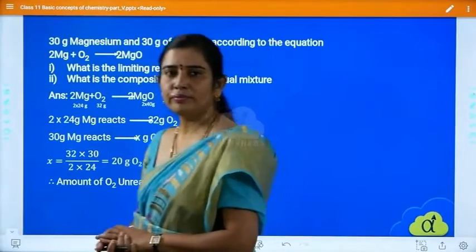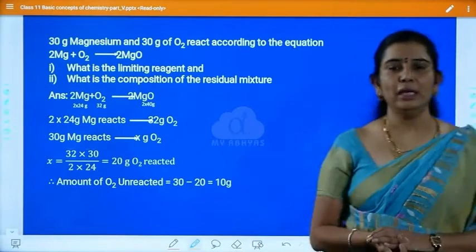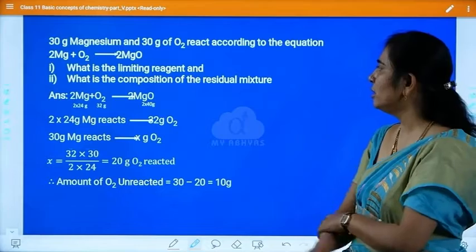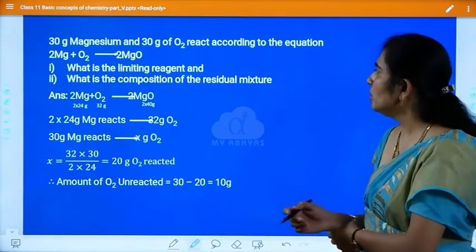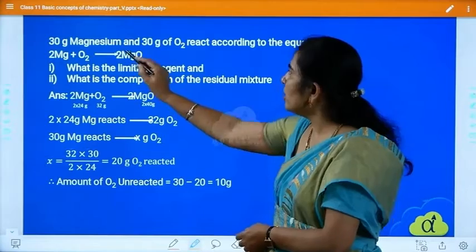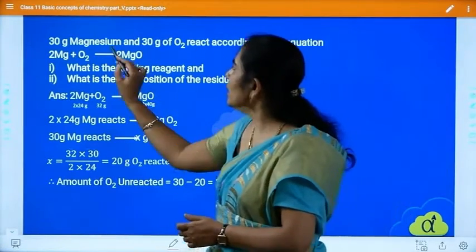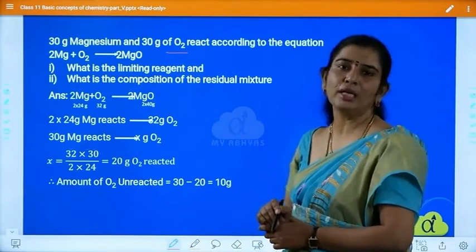This is clear. Now I'm going to take up another numerical, that means a stoichiometric application only. How can we calculate the different concentrations and all? Now here, the reactants are magnesium and oxygen. Please look here, 30 grams of magnesium and 30 grams of oxygen are taken.